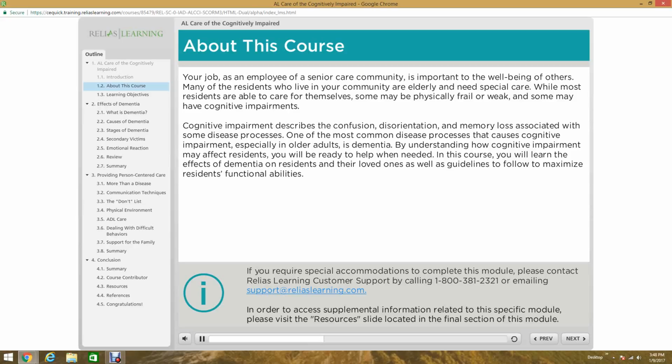Cognitive impairment describes the confusion, disorientation, and memory loss associated with some disease processes. One of the most common disease processes that causes cognitive impairment, especially in older adults, is dementia. By understanding how cognitive impairment may affect residents, you will be ready to help when needed. In this course, you will learn the effects of dementia on residents and their loved ones, as well as guidelines to follow to maximize residents' functional abilities.